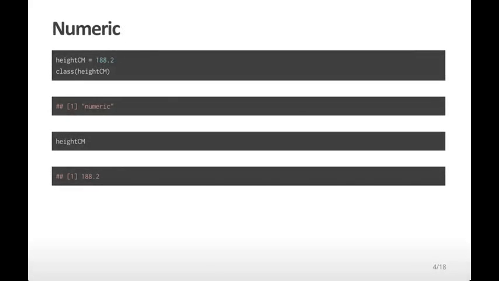Numeric values can be stored in numeric variables. So for example, I'm storing here my height in centimeters in the variable height cm, and I'm assigning it a value of 188.2. I can look at the class of this variable to see that it's numeric, or again type the variable and hit return to see its value, 188.2. Much of the data that we'll be using in this class will be numeric data and will be assigned to numeric variables.